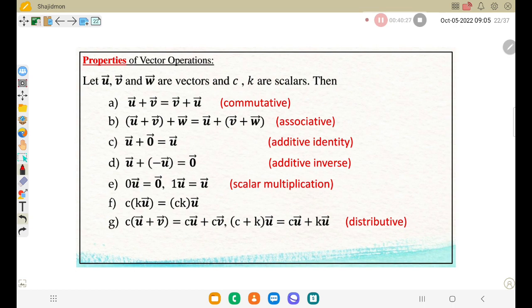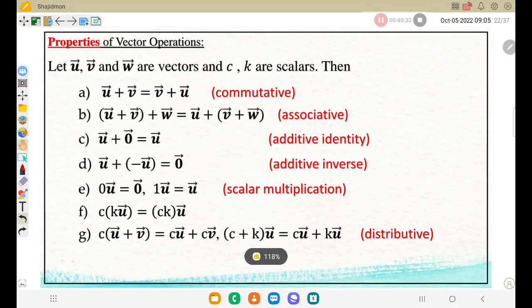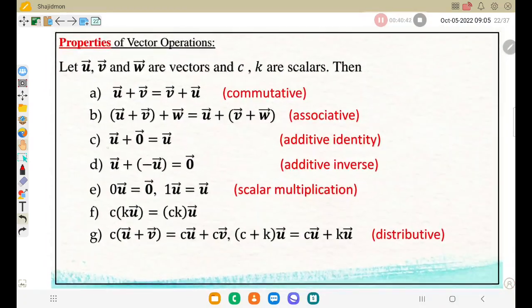You can read this one. u plus v and v plus u are always the same, commutative. And the associative property: (u plus v) plus w is the same as u plus (v plus w). And additive identity: when we add the zero vector and vector u, we always get the same vector u. When you add vector u and minus u, you will get the zero vector. And when we multiply 0 with a vector, the answer is always the zero vector.